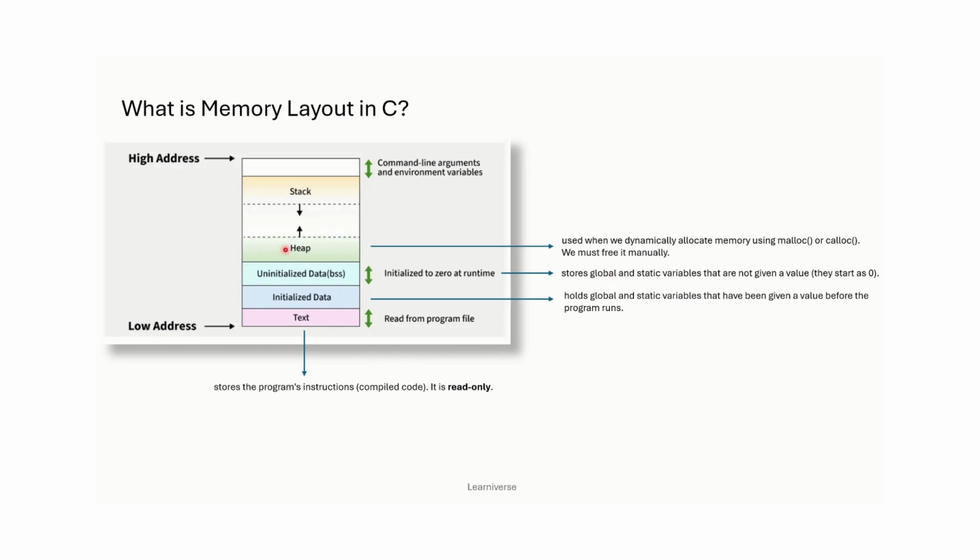And coming to heap section, it is used only when we dynamically allocate memory using malloc or calloc, but we must free it manually. This is one important part. And coming to stack, it stores local variables and function calls. It grows and shrinks automatically, but too many function calls can cause stack overflow. Let's understand when exactly the stack overflow occurs with the example of some code in the future slides.